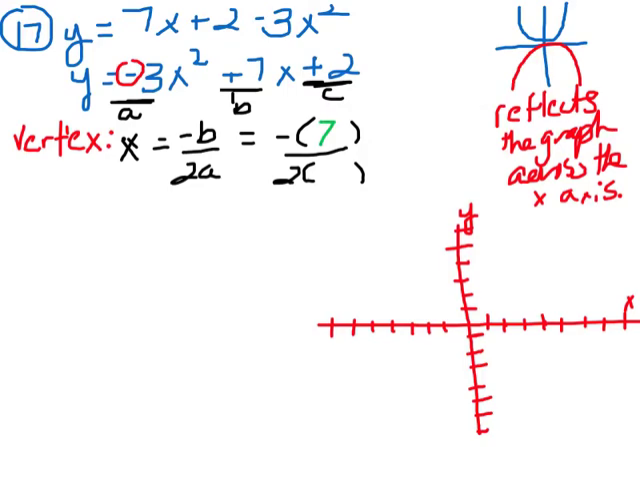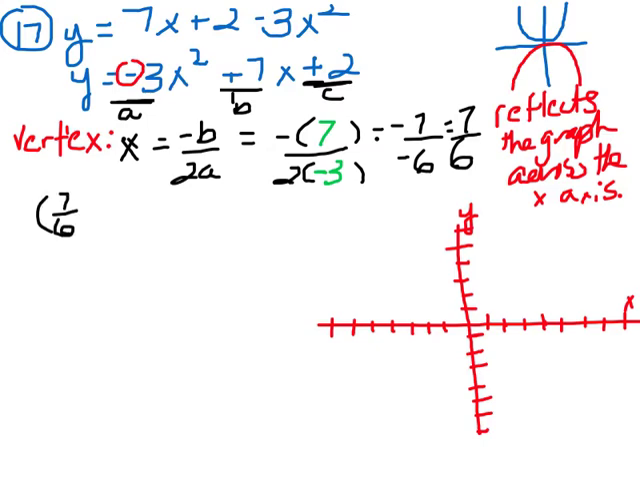Y'all see that? And the a is what? Negative 3. Good. Okay. So this is just the x-coordinate of my vertex, but it is negative 7 over negative 6. Well, a negative over a negative makes a positive. This is not going to be a pretty graph, is it? I know that's the x-coordinate of my vertex.